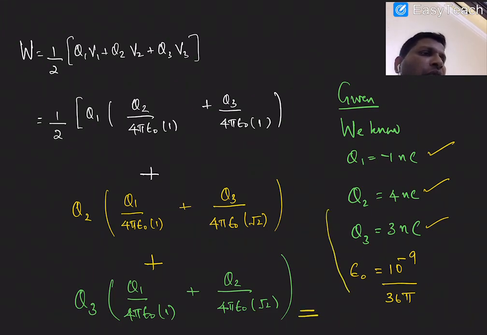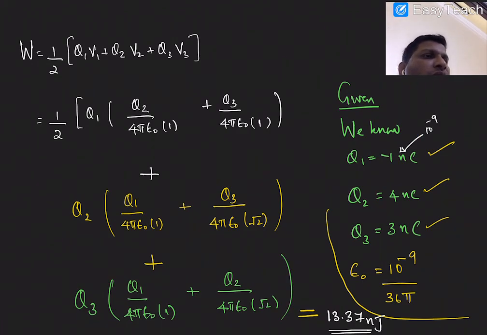I will not write everything, so I will write the final answer as 13.37 nanojoules. You have to substitute nano with 10 power minus 9. Nano means 10 power minus 9. So if you calculate, you will get 13.37 nanojoules.